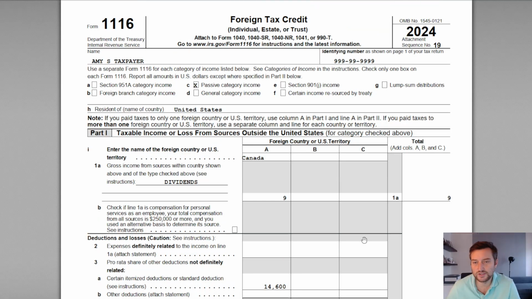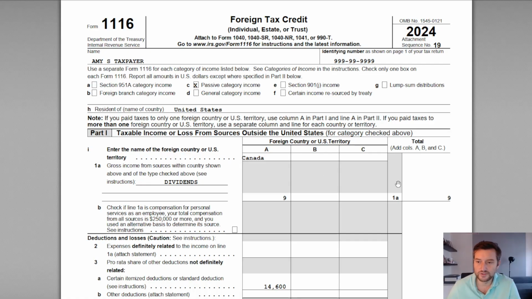Now, the 1116 can be quite complicated. If you have foreign qualified dividend income, you have to make certain adjustments. However, there are de minimis rules where if your AGI is below a certain range and the total amount of foreign source income is, I think it's less than $20,000 was the current number, then you don't have to make any of those adjustments. If you have foreign qualified dividend income, you can just lump it all together and don't have to make any adjustments.